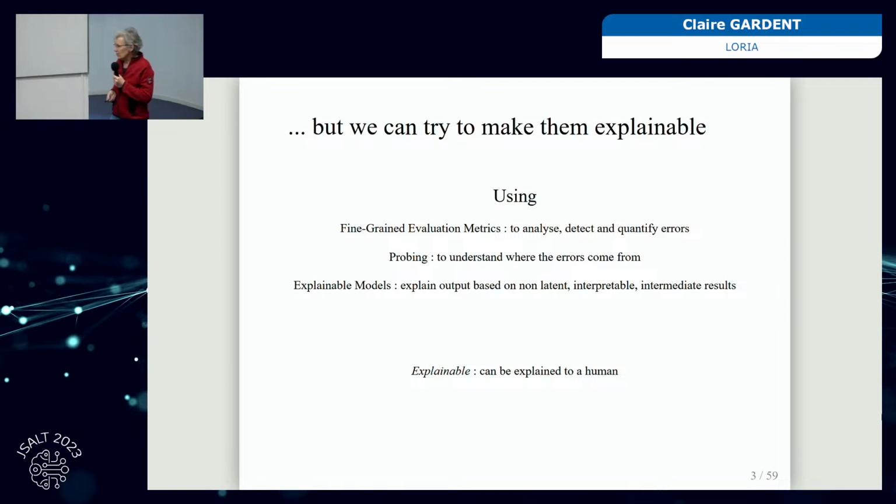The other way you can improve the explainability of the model is by having architectures that are explainable by design. Here the idea is to have the model provide intermediate, non-latent results that allow us to have a better understanding of what basically impacts the performance of the model.